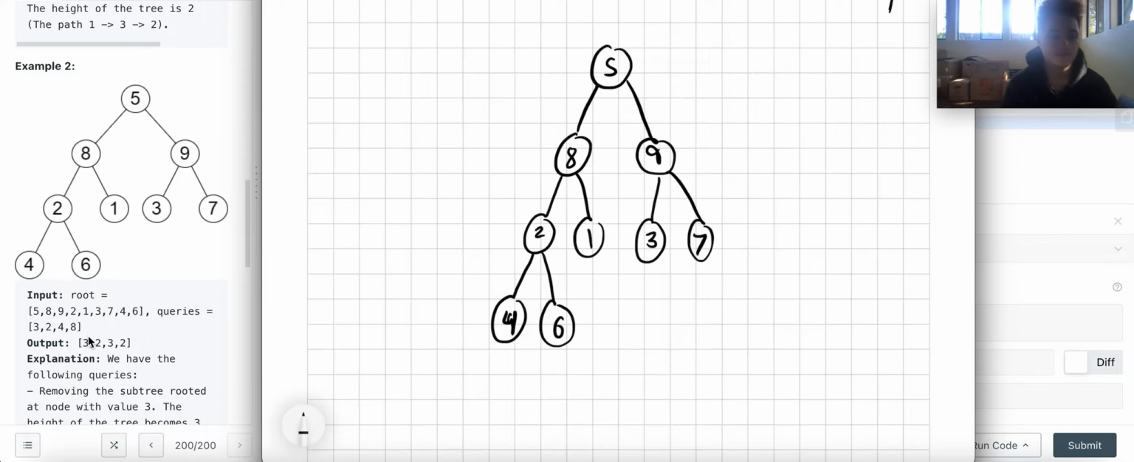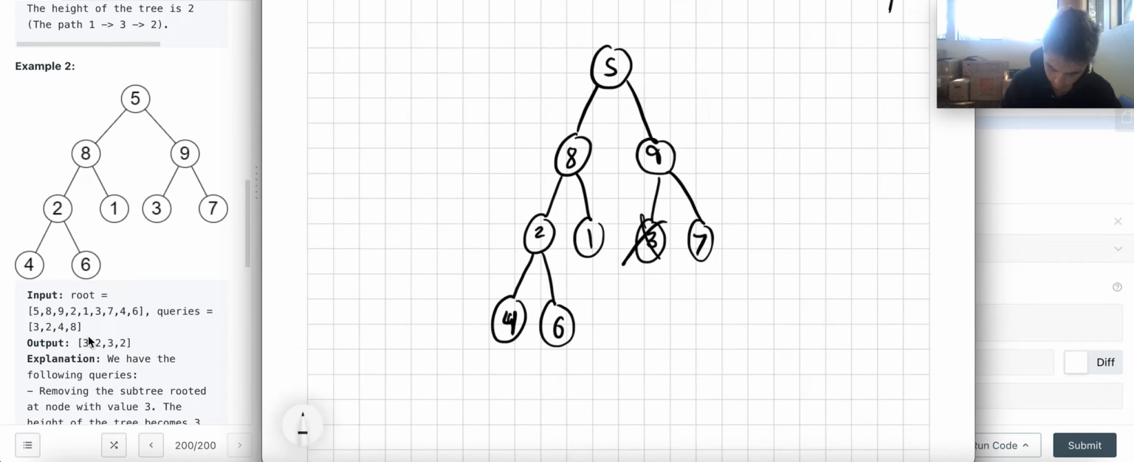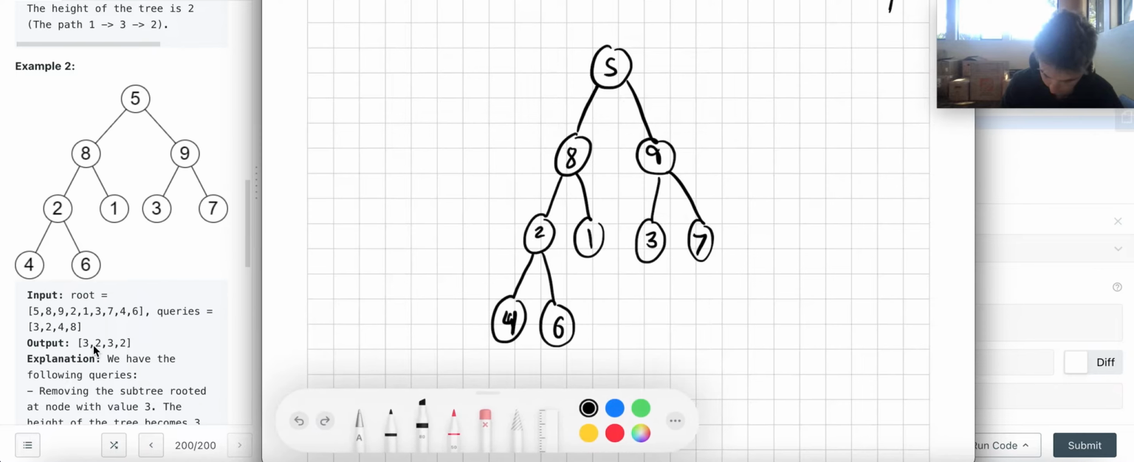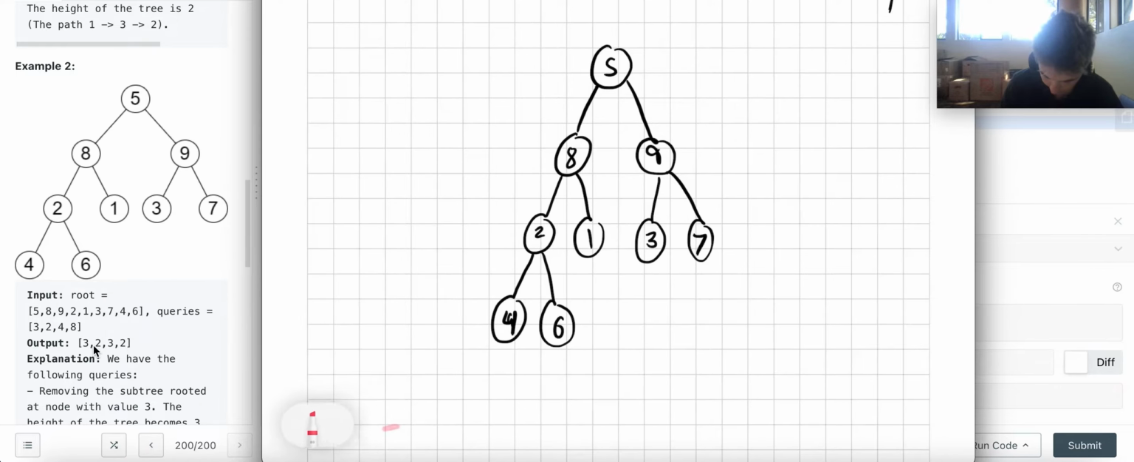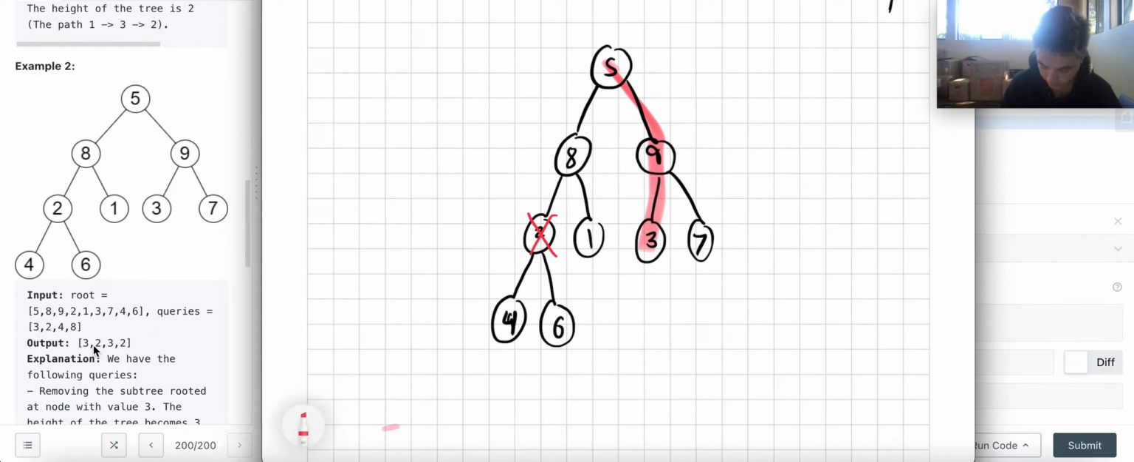So if we want to remove the subtree rooted at 3, right, the max height is still this length here, which is 3. If we want to remove the subtree rooted at 2, well then this is no longer the max height because this tree is gone. So now the max height is 2 going this way. All right, the answers are 2, 3, 2 going forward.